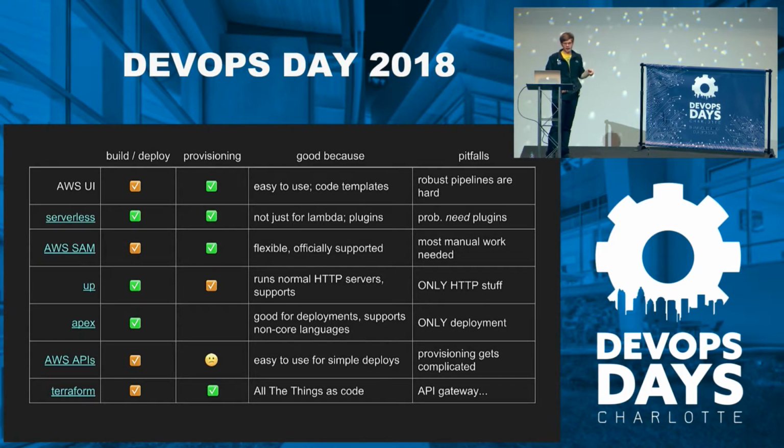I'll highlight a few of them here now. Before I move on, the AWS SAM thing is a little confusing. Amazon refers to that as the serverless application model. It is completely separate from the thing on the row above it, which is serverless, an open source project that's been around a while, and that Up and Apex are similar.